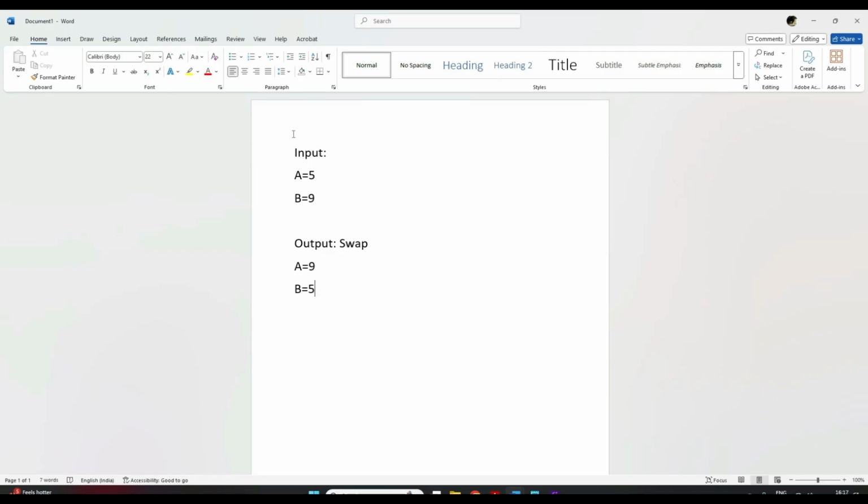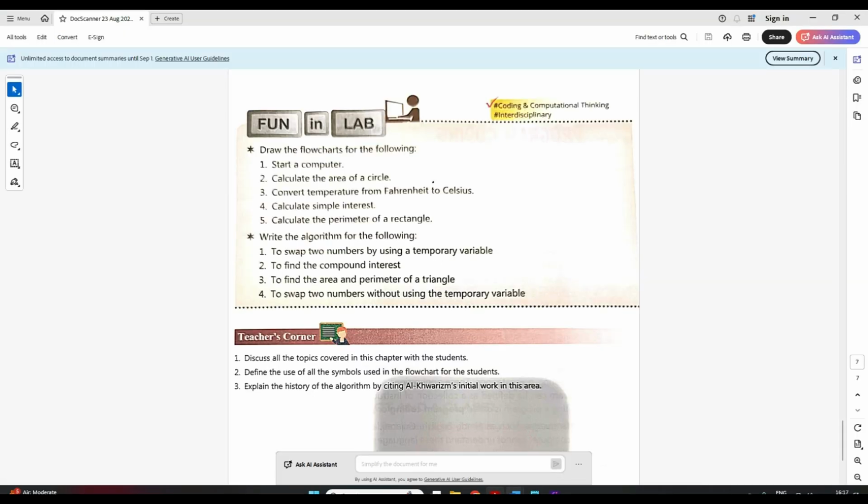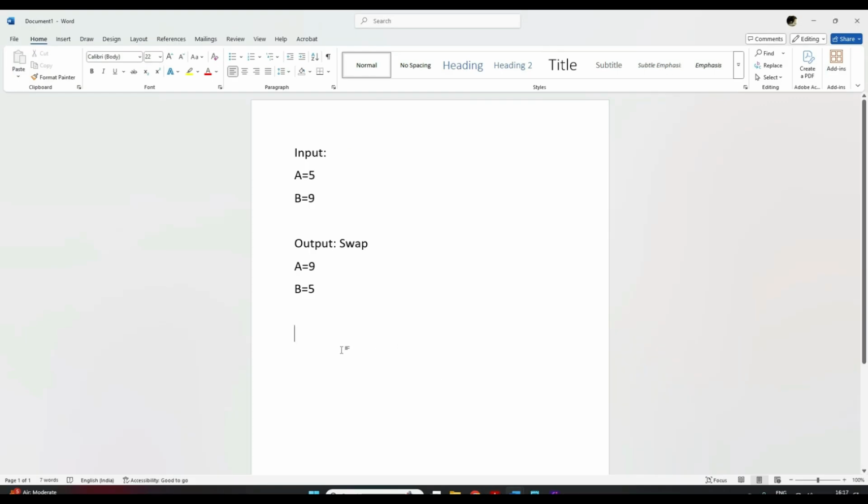So how will your algorithm be, tell me? So see, this is what I input and output we have understood. Now what should be the processing? See, they have written I can use a temporary variable. So what I can do, simply, maybe I'll take a third variable C. First I'll store the value of A in C. So C is equal to A I'll do.